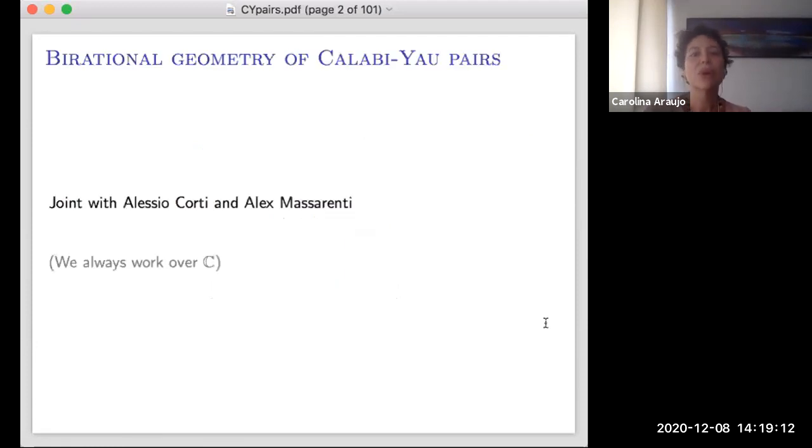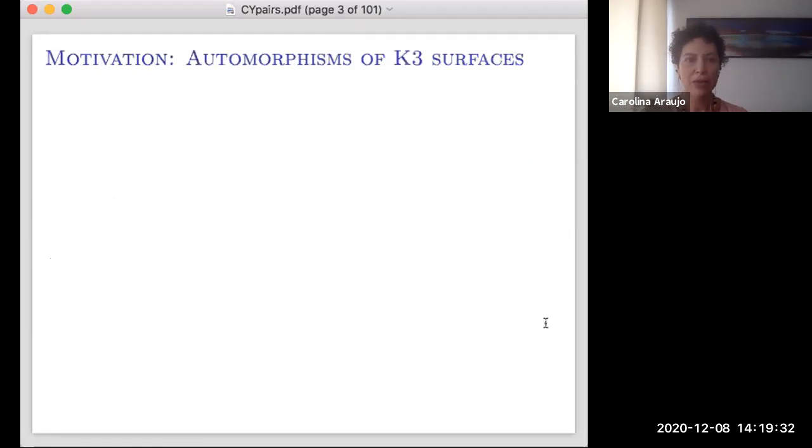Okay. So I would like to start by saying that this is a joint work with Alessio Corti and Alex Massarenti, and we will be working over the complex numbers throughout this talk. So let me start by motivating the study of birational geometry of Calabi-Yau pairs by considering a question about automorphisms of K3 surfaces.